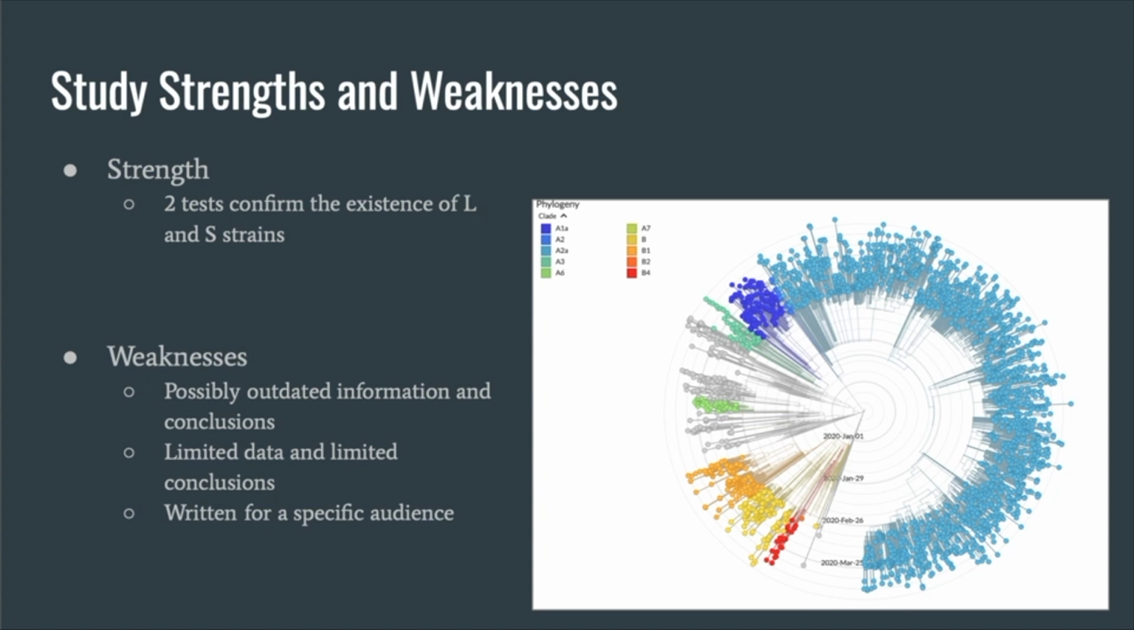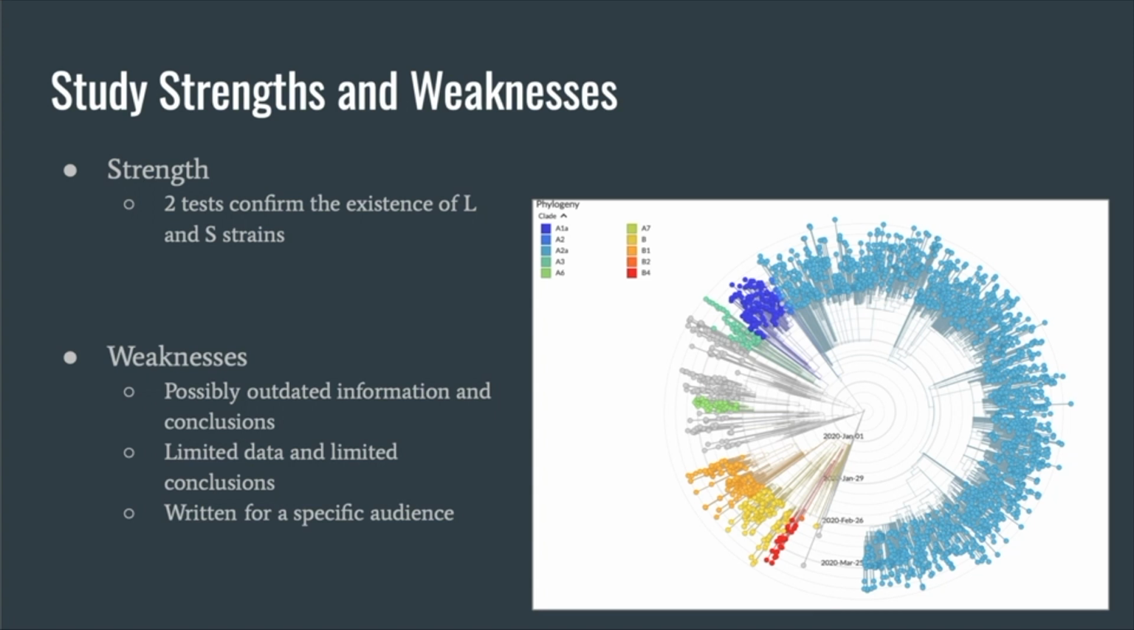Now we're going to move on to the study weaknesses. So drawbacks of this study are, of course, the fact that it has become quickly outdated. As of today, nearly 2 months after the study, there has been the identification of many new mutations, both in nucleotides and amino acids.